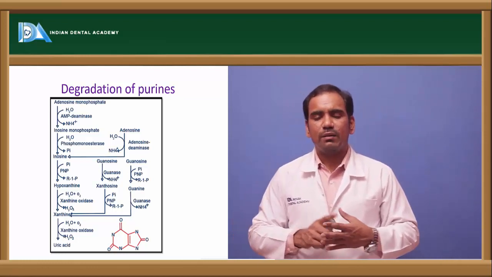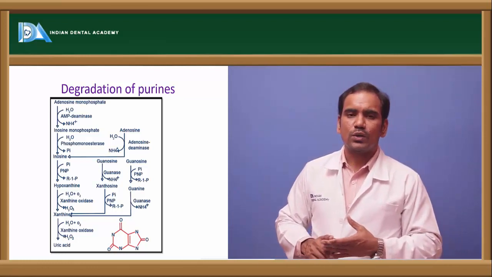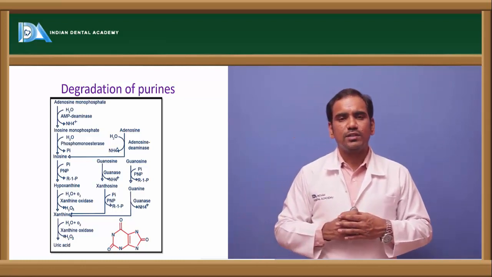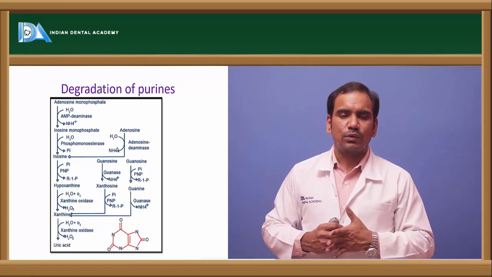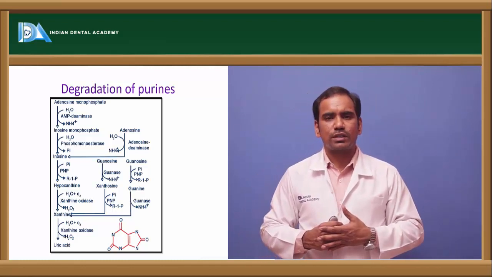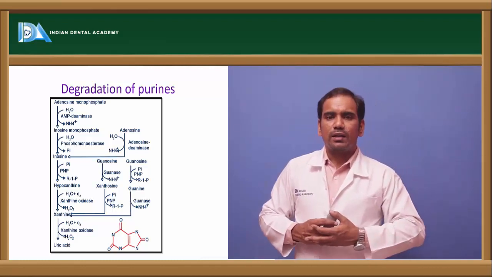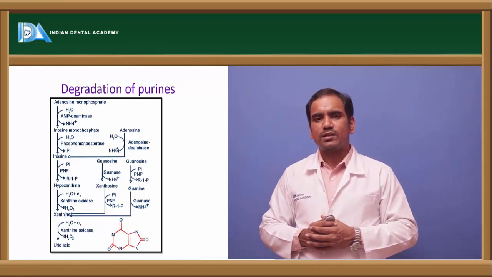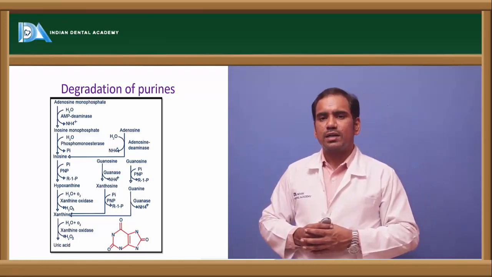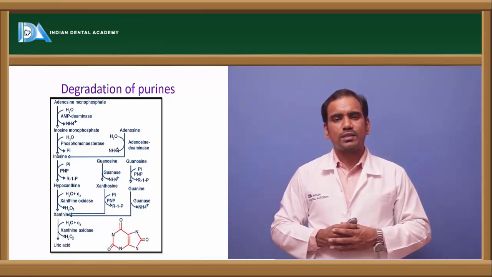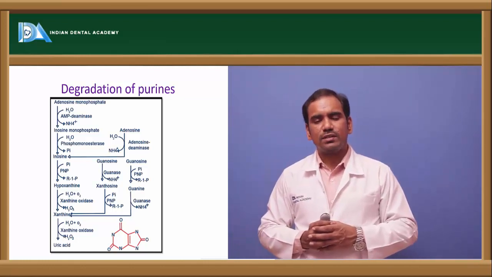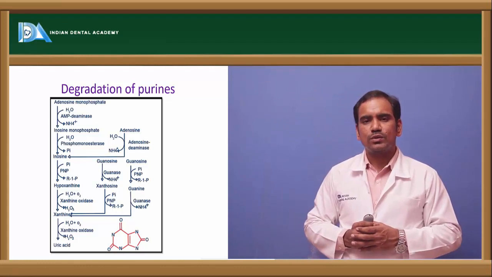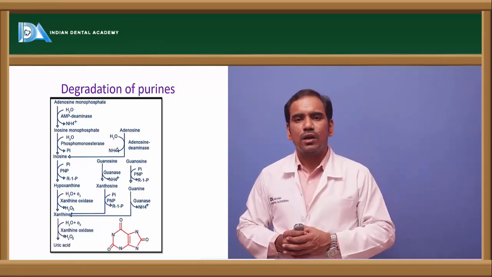So when you take AMP, adenosine and guanosine, the end product in the case of these two purines is uric acid. So uric acid is a 2,6,8-trioxypurine, and the most important enzyme in purine catabolism is xanthine oxidase. There are some drugs which decrease the activity of this xanthine oxidase. Those are used in the treatment of a condition called gout.